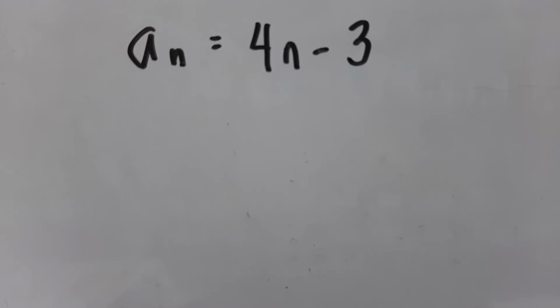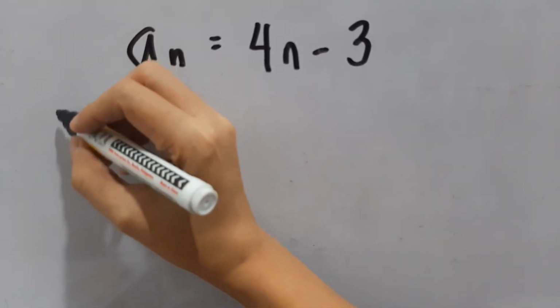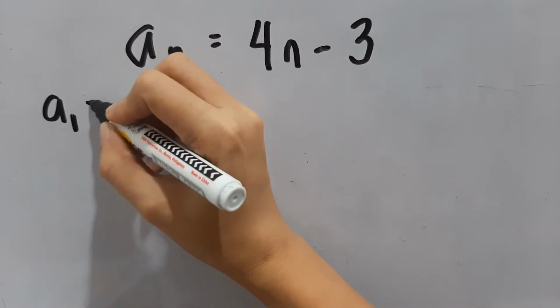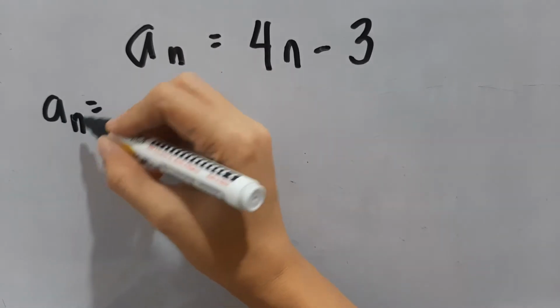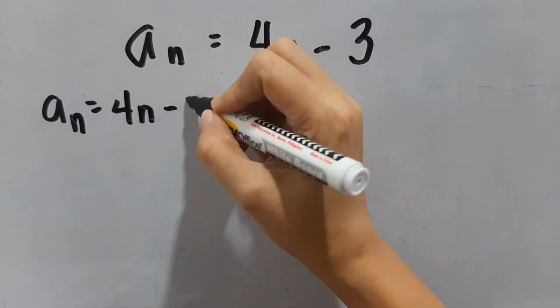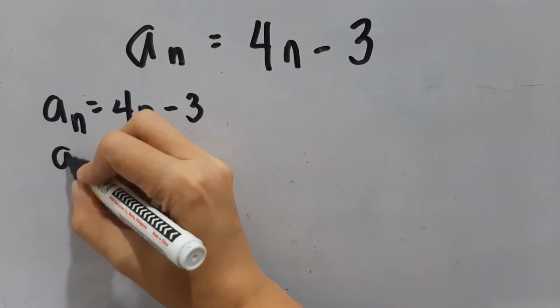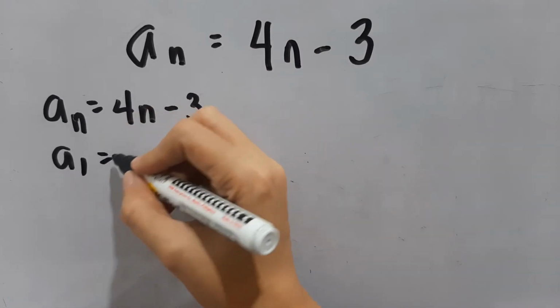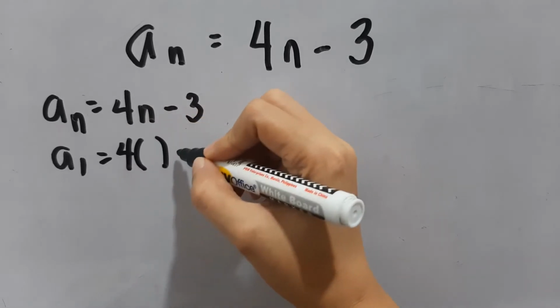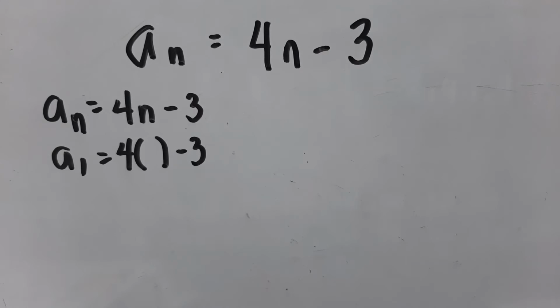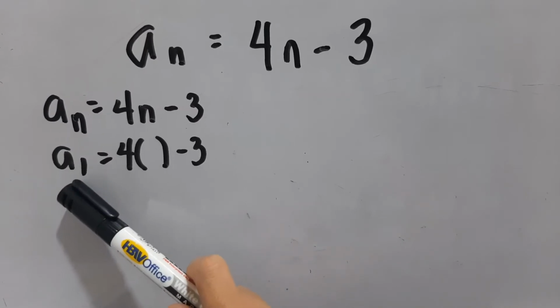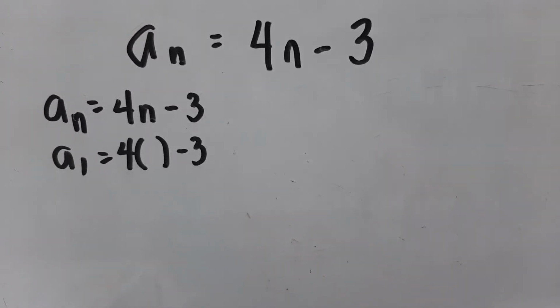Okay, so find the first three terms of the sequence given the nth term. A sub n equals 4n minus 3. So, sabi ko sa inyo, paano ba masosolve yung first term? First term equals a sub n, 4n minus 3. So, first term muna tayo, a sub 1, 4, and then parenthesis yung n, minus 3. So, kung mapapansin niyo, kinopya ko lang yung original na formula. Pero this time, pinalitan ko yung a sub n ng 1, and yung n ay naging parenthesis.